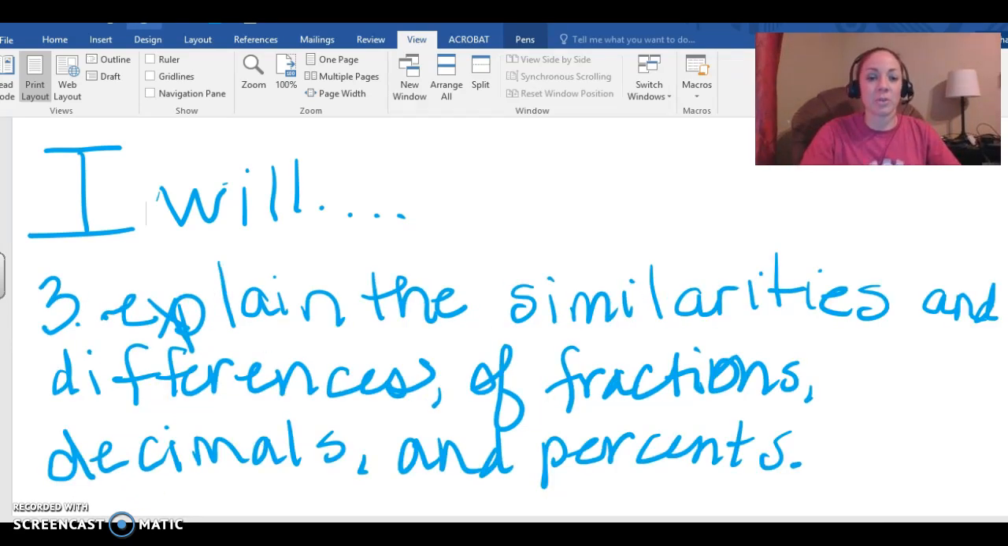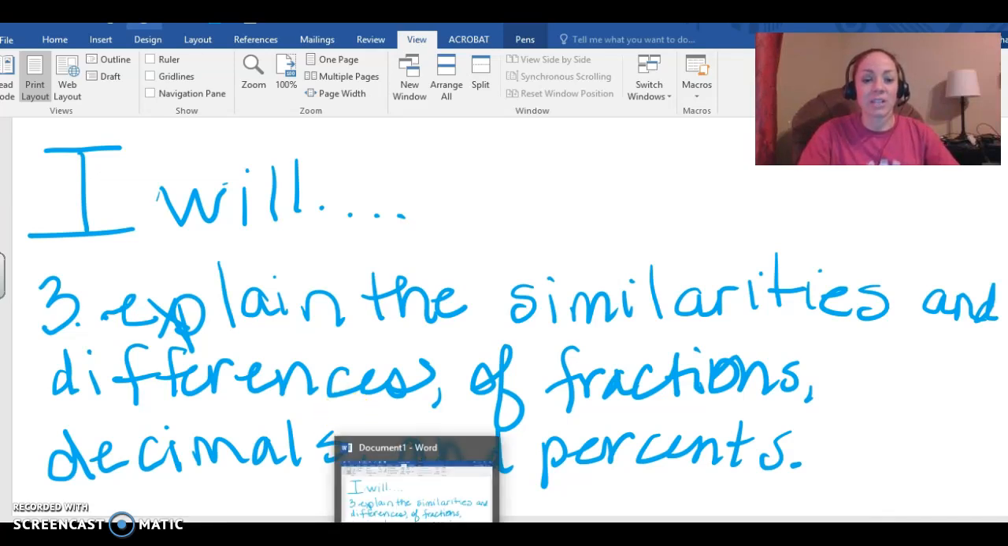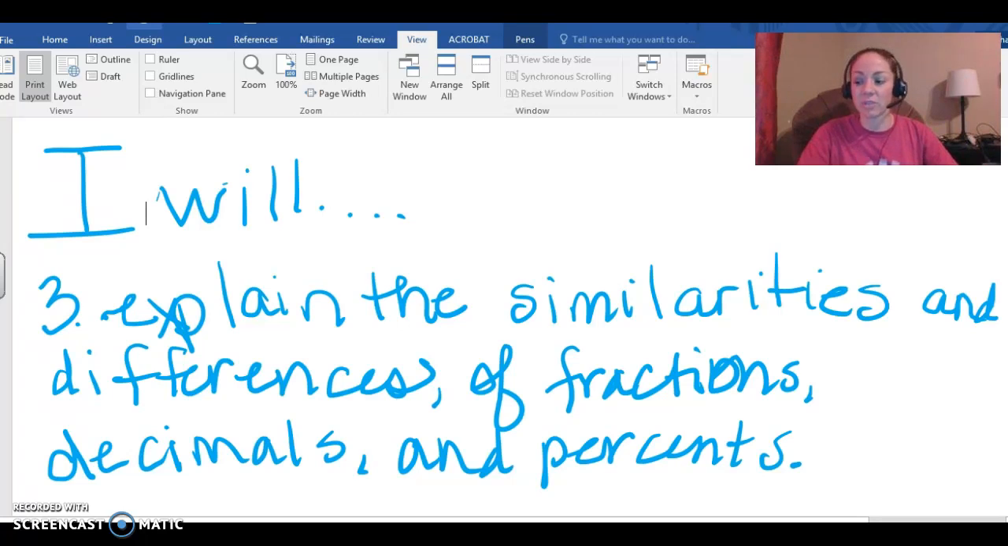And learning goal number 3, I will explain the similarities and differences of fractions, decimals, and percents.